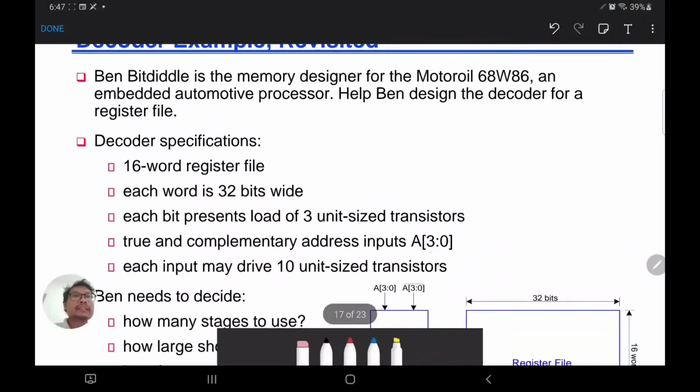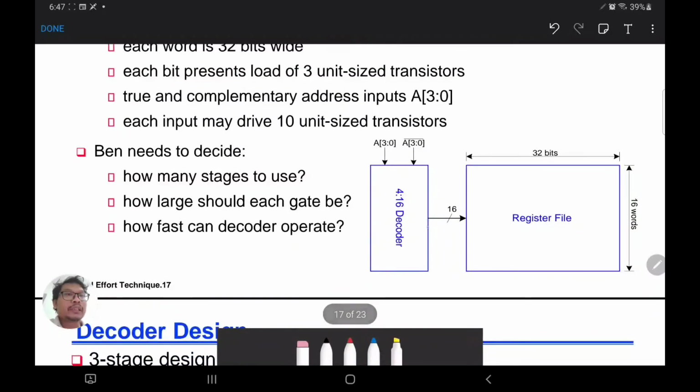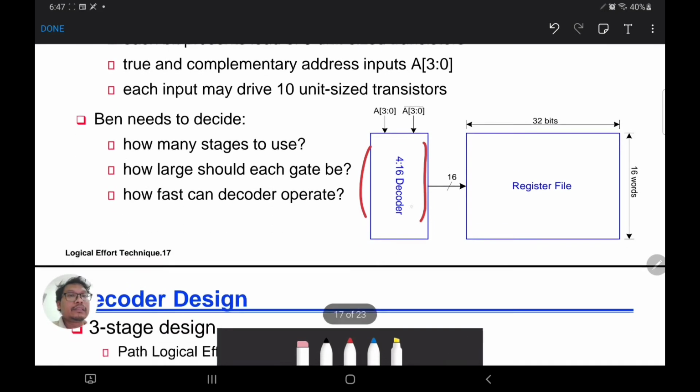Okay, let's look at the last example here. If you remember our first slide, this Mr. Ben Diddle, the memory designer from Motorola. He wants to know how to best design the 4-to-16 decoder. How many stages to use? What is the logic here? How large should each gate be? And how fast can we operate the decoder?